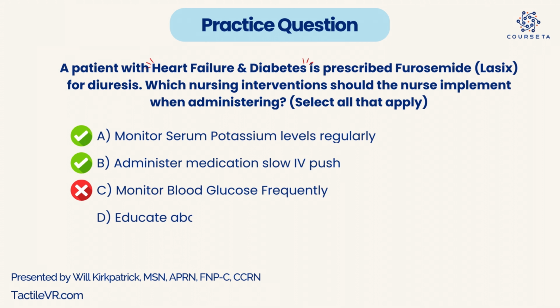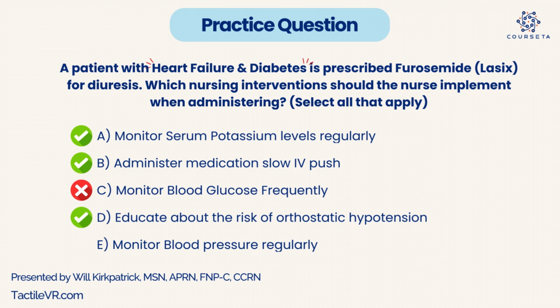So moving on. D, educate about the risk of orthostatic hypotension. So furosemide, what intervention should we do when we give it? Okay, well, furosemide can drop the blood pressure. It dehydrates people. And what's a risk factor for orthostatic hypotension? It's dehydration. So this is a correct answer. And then lastly, monitor blood pressure regularly. Well, if we're at risk for orthostatic hypotension, then we're at the same thing. This is pretty much the same type of answer. We want to monitor the blood pressure regularly when we're giving furosemide. So this is also a correct answer.